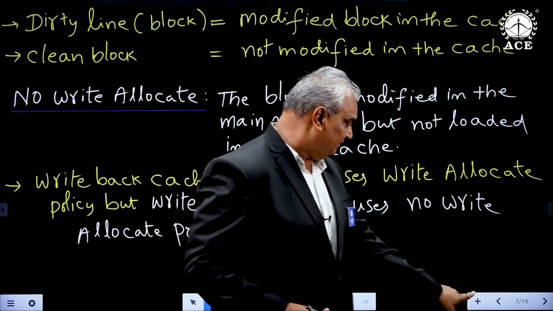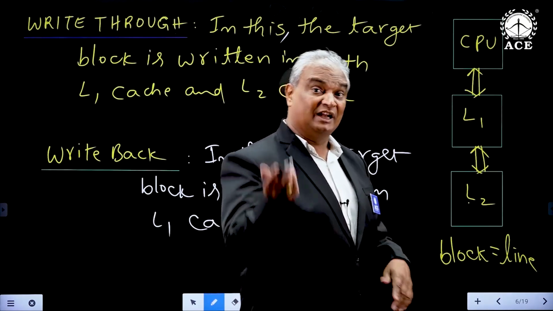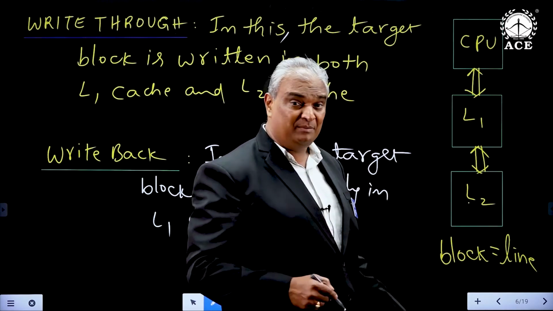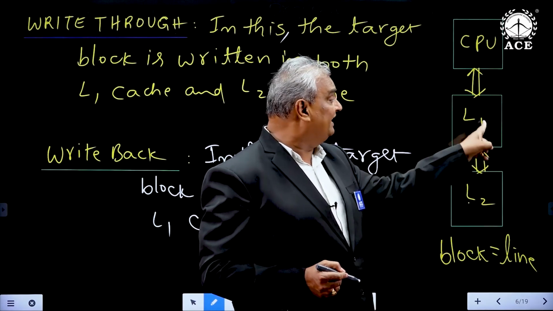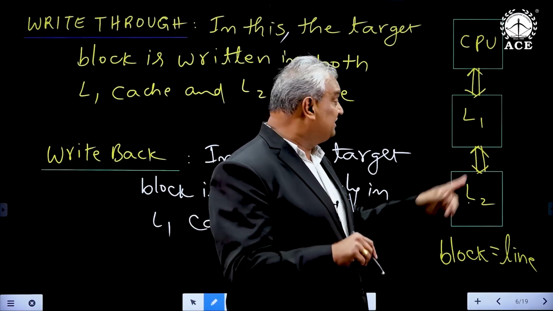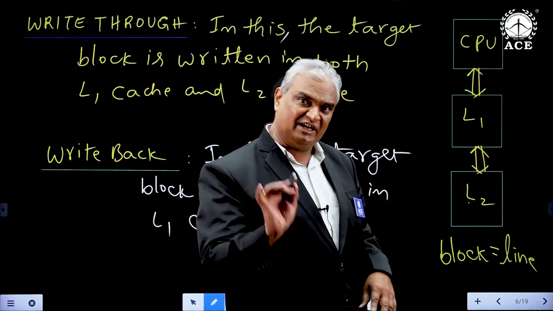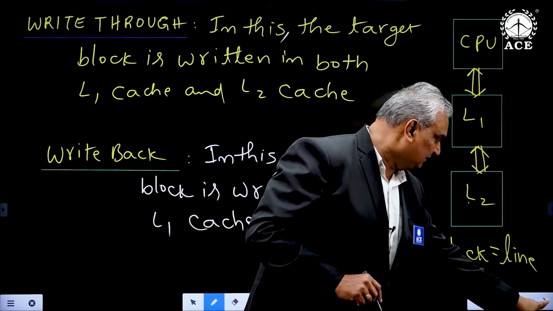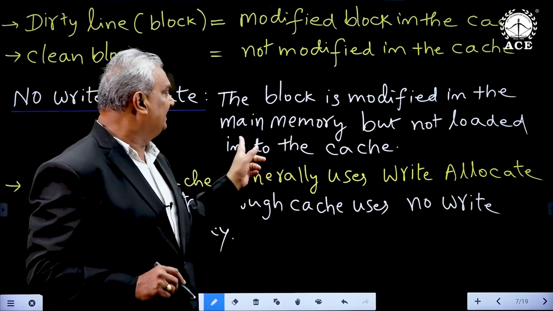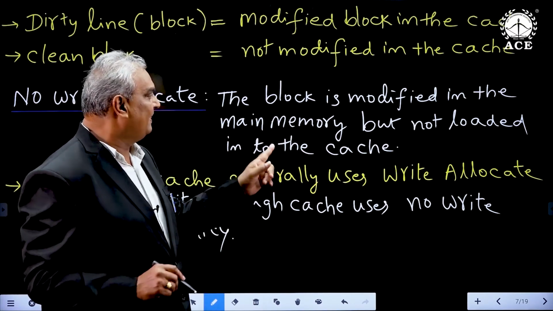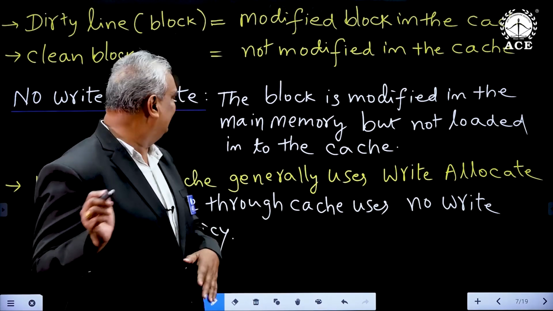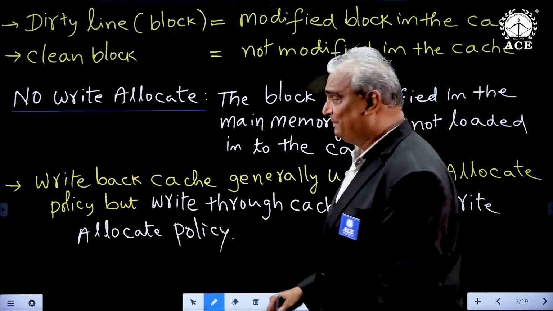According to our diagram, that block is modified in L2. Here, according to this diagram, it is considered as main memory and the other as cache memory. But in the given question, both L1 and L2 are cache memories. The block is modified in the main memory, L2 memory, but not loaded into the cache, means L1 memory. Clear? What about the next statement?